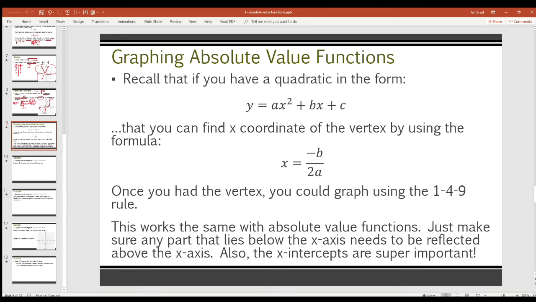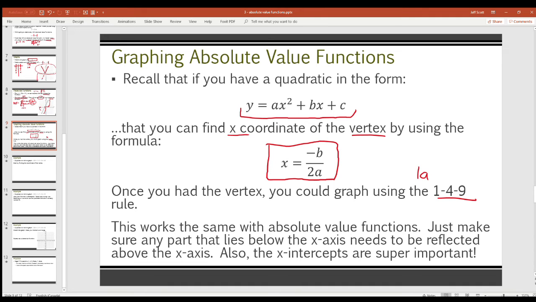I want to remind you that when you have a quadratic in its normal standard form, y equals ax squared plus bx plus c, you can find the x coordinate of the vertex, which is like the bottom or the top, depending on the orientation of your quadratic, by using this little formula, x equals negative b over 2a. Now, once you have the vertex, the easiest way that we had to graph these was using something called the 149 rule. That's where when you go over from the vertex to the right one, you go up 1 times a and graph that point.